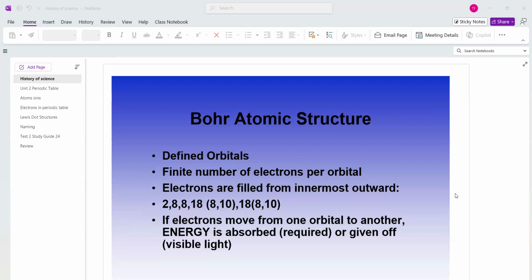There's only a certain number of them that can fit on, because the inner orbitals are small, because they're close to the nucleus. So you can only fit 2 electrons in that. The next one out is a little bigger, so you can fit more electrons on it, 8. And it kept expanding out to 7 sets of orbitals.